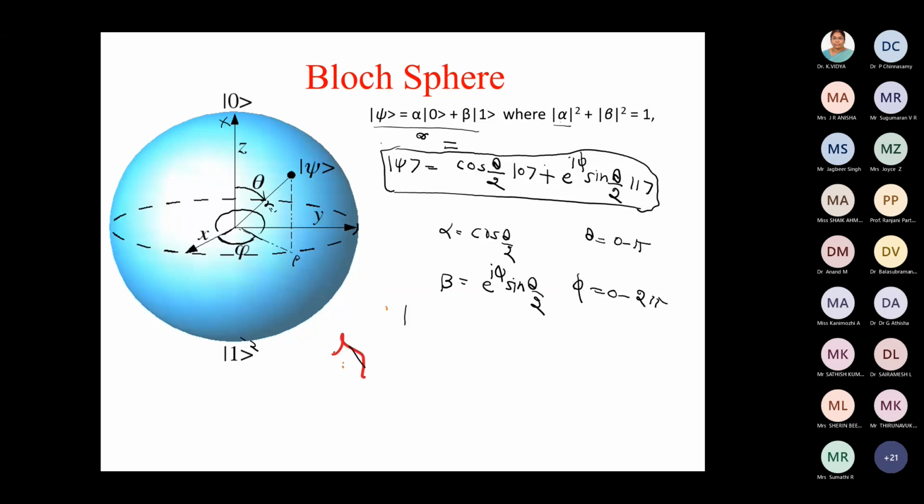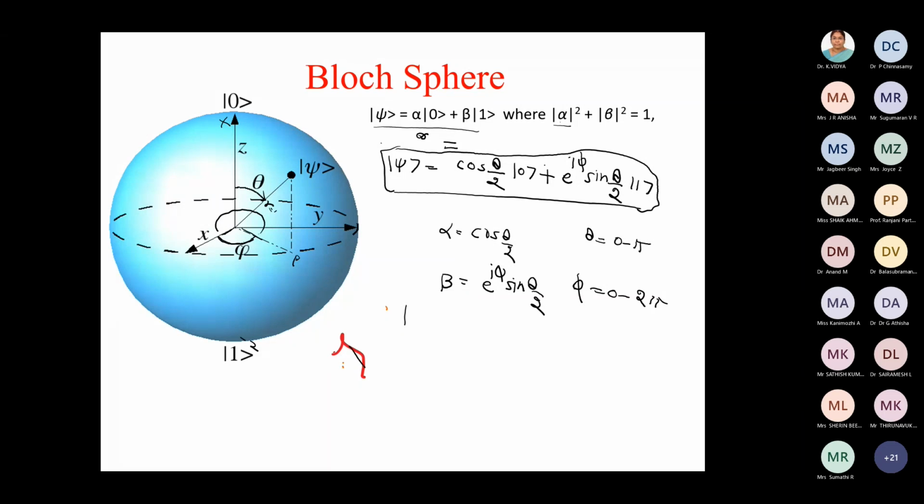And what we are claiming here is that any vector using this theta and phi, we can define uniquely over this Bloch sphere. If I tell you that this theta is 0, where may this point be? If theta is 0, where will this psi be? It will be on the plus z axis.